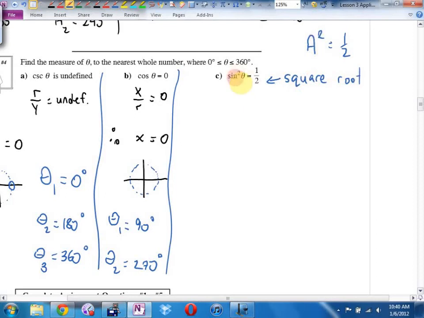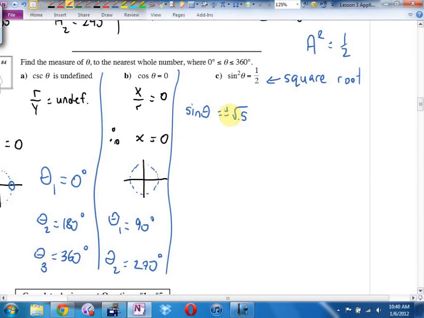What's the square root of 1/2? It's not this. I have to remember something from now on. Whenever I square root both sides, what did I have to remember? Because when you square root both sides here, the answer was actually either positive square root of 1/2, or it could have been negative square root of 1/2. We didn't know.